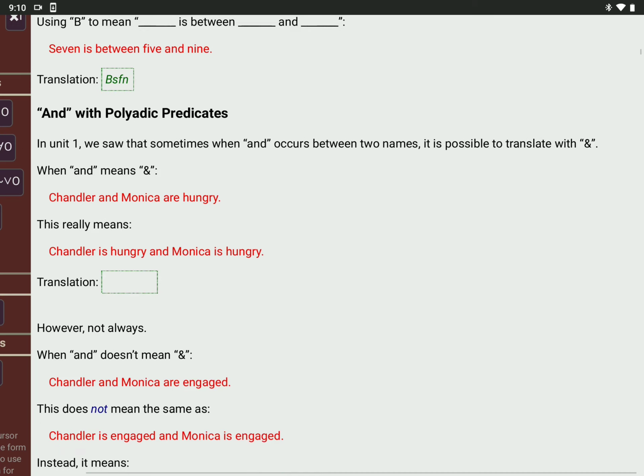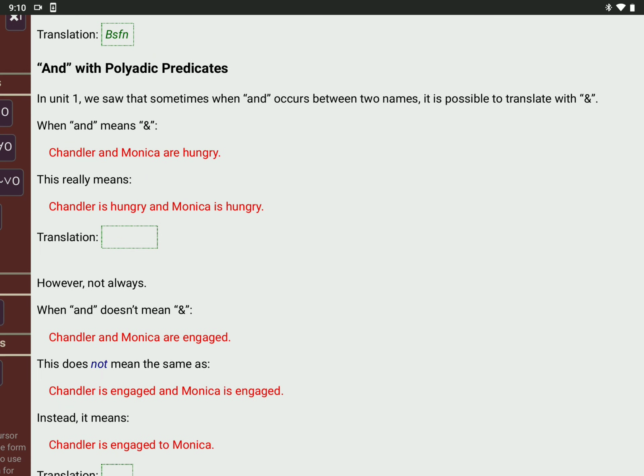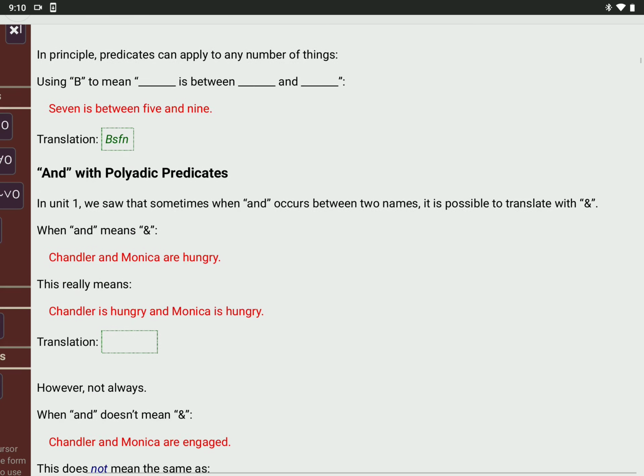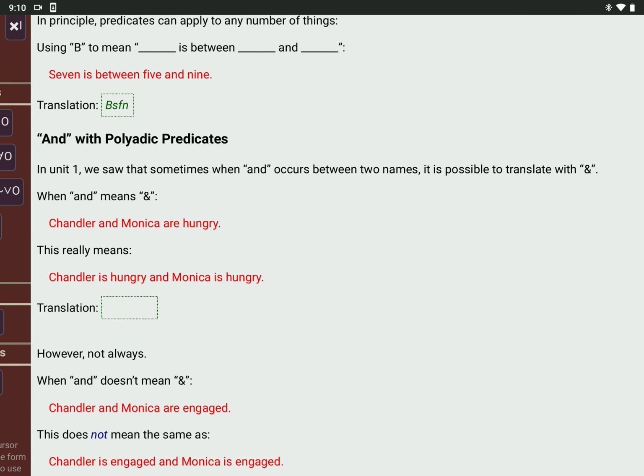We saw in our first unit that, well, I should say we're going to use the same symbols, the and symbol, the or symbol, the not symbol, the arrow symbol, to mean the same thing we used them for before. We'll put them before these new statements to form new statements. We saw in our first unit that when you use the word and between two names, sometimes you can translate that where you use the and symbol between two whole statements. So if I say Chandler and Monica are hungry, that means the same thing as Chandler is hungry and Monica is hungry. That's still the same way you would translate it now, only to say Chandler is hungry, you'd write HC, and HM, Monica is hungry.